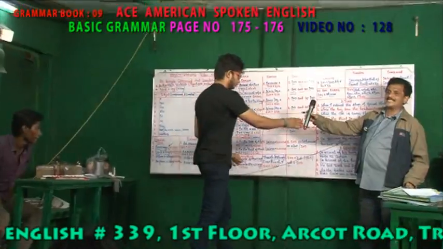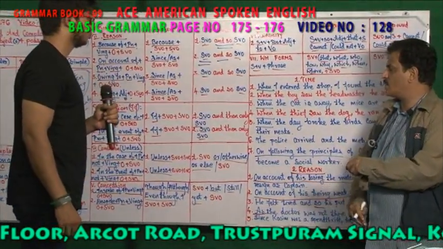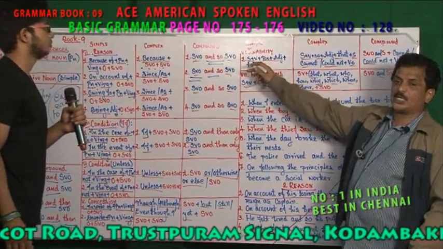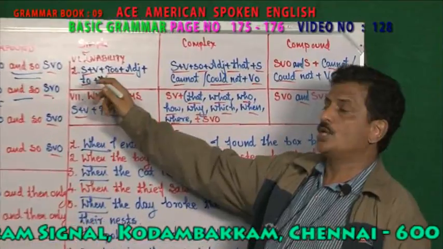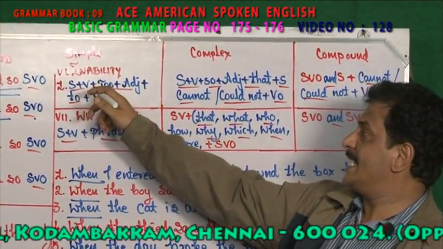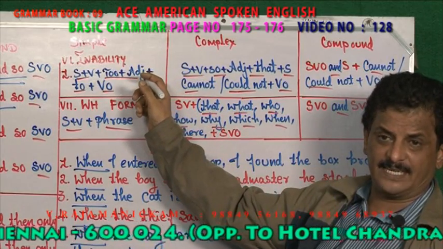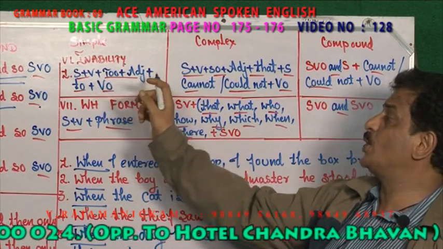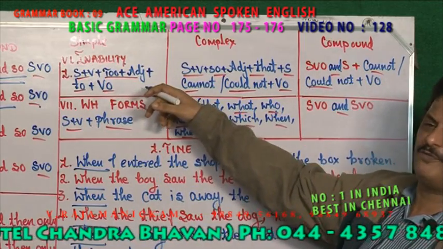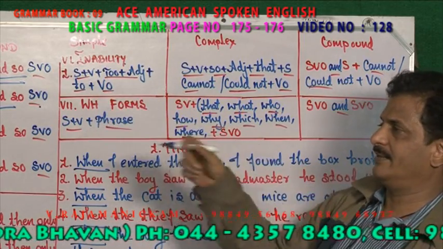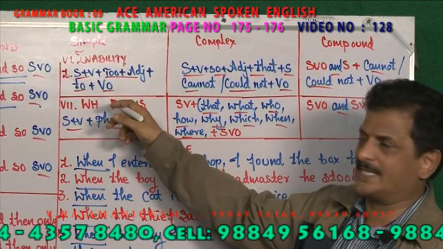Now, simple sentence: inability, not able to do certain things, it is called inability. Subject verb, too plus adjective plus to plus verb object. The suitcase is too heavy. Heavy is an adjective: heavy, heavier, heaviest. The suitcase is too heavy to carry. Or you can say, I am too fat to run. I am too young to work.